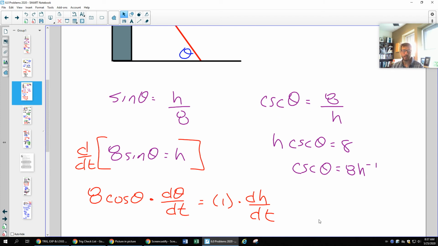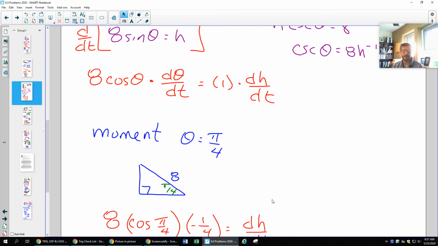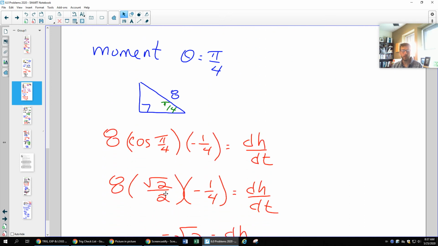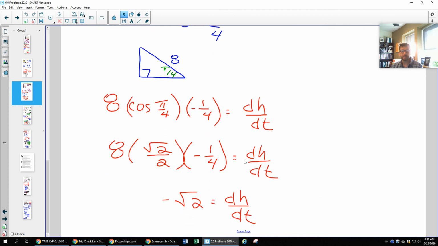So now I have to draw my new diagram. I want to draw the moment in time diagram, and then I need to figure out what the cosine ratio is. So here we go. At my moment in time, the angle is pi over 4, or 45 degrees. So here's my moment in time. The angle on the bottom is given to me, and my ladder is still 8. Cosine of pi over 4 is root 2 over 2, or 1 over root 2, depending on how you want to simplify that. In this case, a little bit of fraction work. The 2 times 4 is 8, which cancels with the 8. You're left with negative root 2.